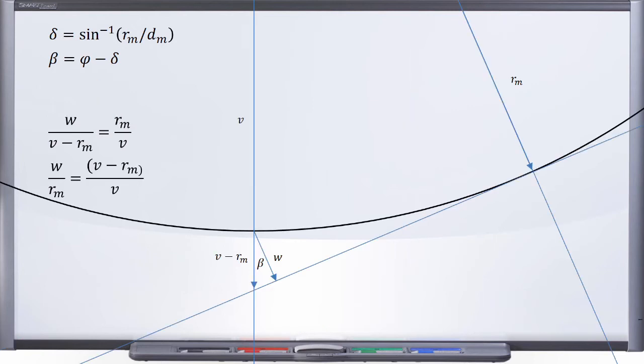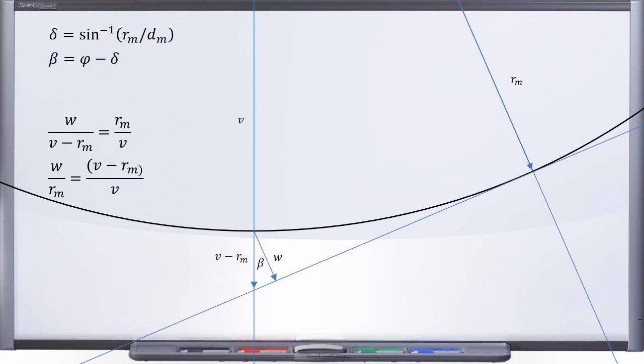Let's zoom in down here and see V minus Rm is this little thing here. And this angle is beta again, that same angle beta. And this is W. I'm calling this length W. What is that? That is how wide this arc looks to the viewer. The viewer's down here looking up towards here. This distance W is how wide this arc looks.